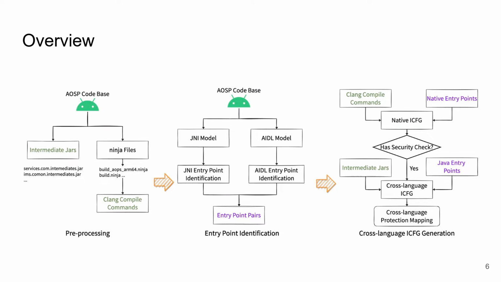We propose and implement a prototype, NativeDroid, to address the problem that has been overlooked in previous works. The figure illustrates the overall design of NativeDroid. NativeDroid contains three modules. The preprocessing module prepares the intermediate artifacts for analyzing the Android framework and native libraries. The entry point identification module finds the entry points for both Java and native sides. The ICFG analysis module generates the cross-language ICFG and extracts permission mapping.